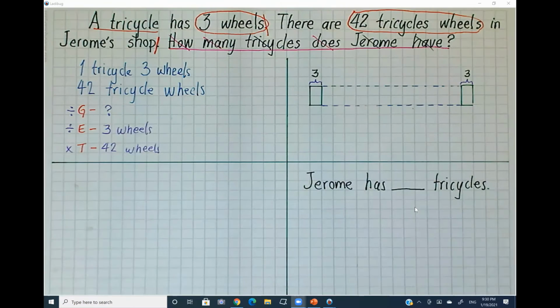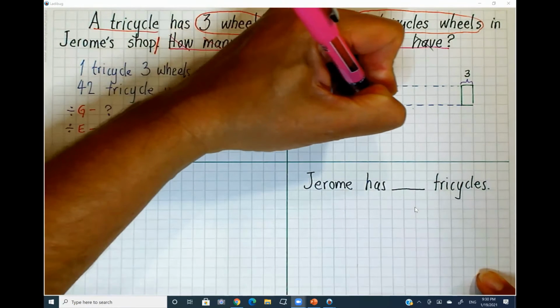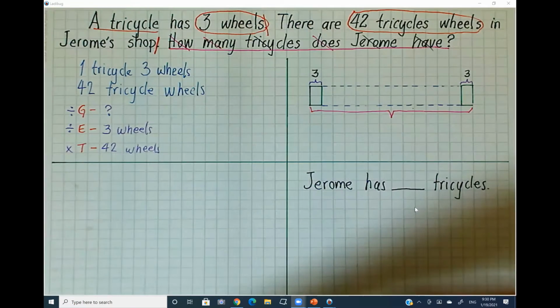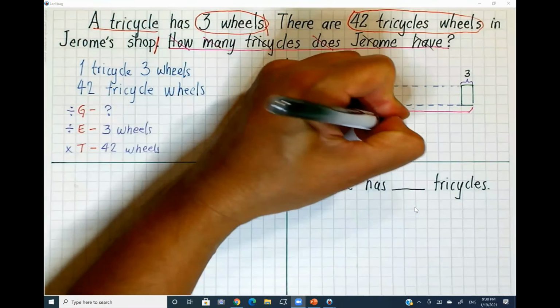Now remember, the whole starts in the beginning until it gets to the end. And I know that my whole equals 42 tricycle wheels.